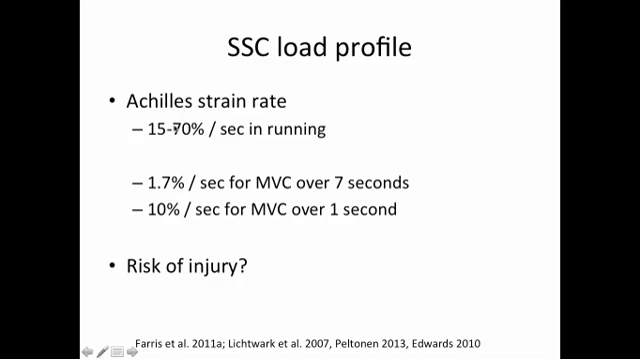So you can get up to, say, for example, 70% strain per second in running, depending on the intensity. And it's not going to be much higher than about 10% per second for doing some of your slow loading type activities. And this example is an isometric, building up to maximal over 1 second. It's going to be up to 10% strain per second. So I think this probably is related to injury, the Achilles tendon strain rate or tendon strain rate in general in terms of SSC.